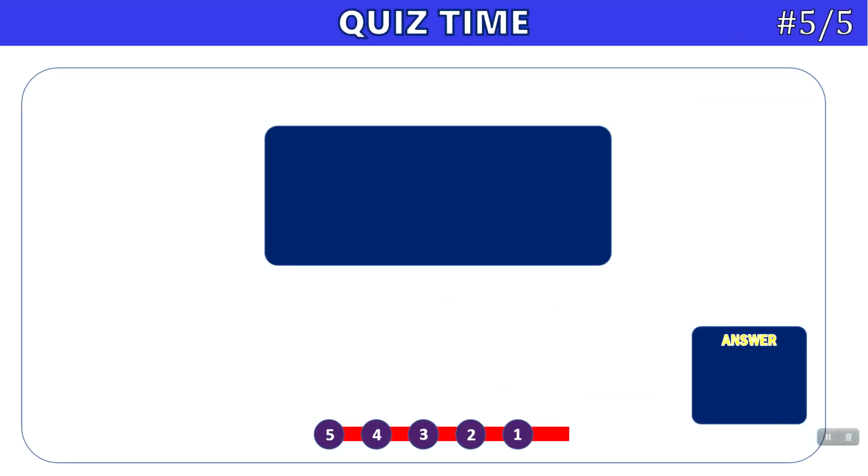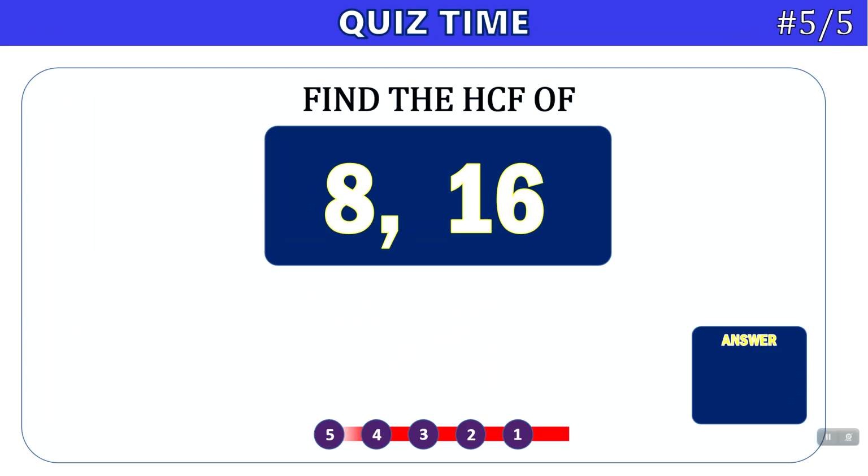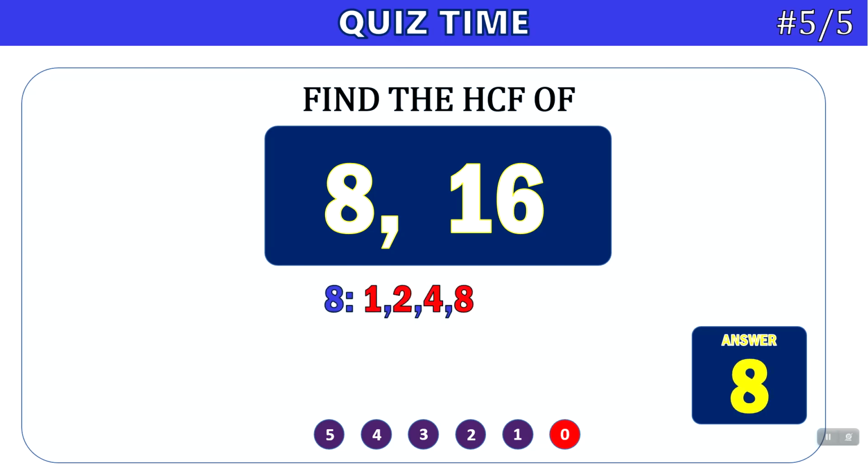Last question. Find the HCF of 8 and 16. Time's up. The answer is 8. The factors of 8 are 1, 2, 4, and 8. The factors of 16 are 1, 2, 4, 8, and 16. The common factors are in red, 1, 2, 4, and 8, but the greatest is 8, and so the HCF is 8.